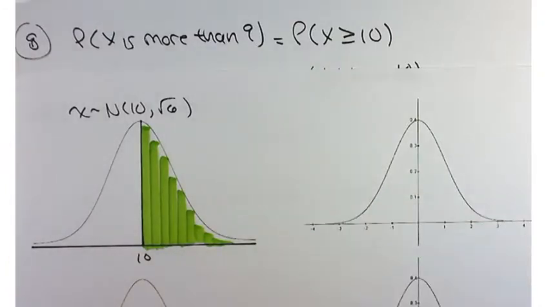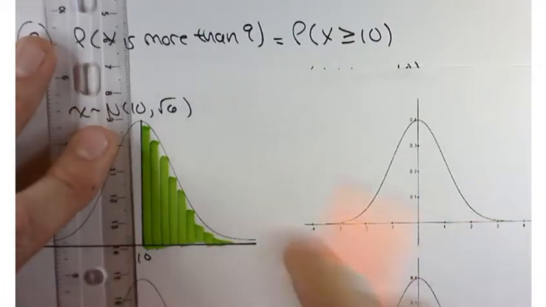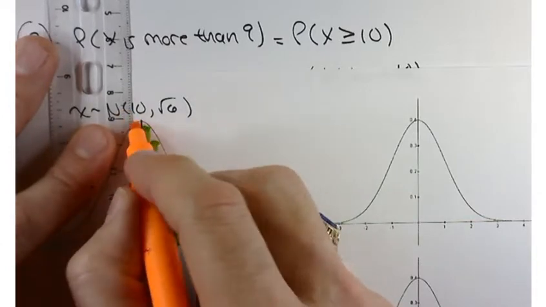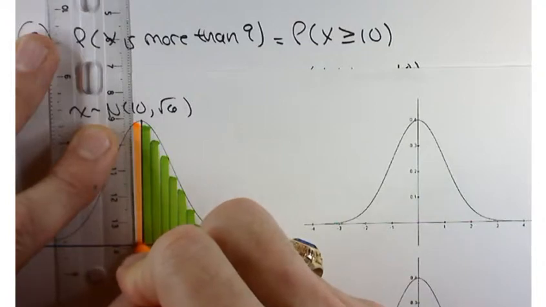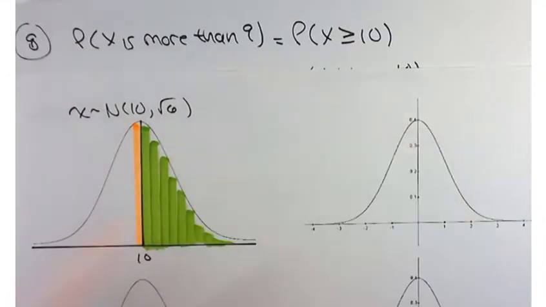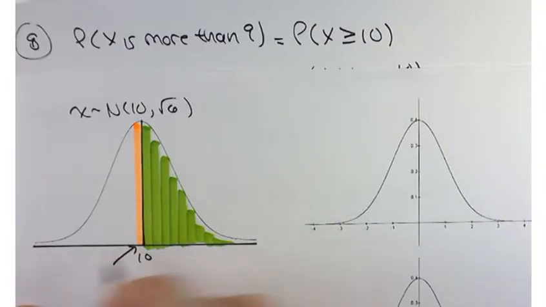Continuity correction says I want to enlarge my area by 1/2 on either side. Now, can I make it bigger by 1/2 to the right? No. But I can to the left. So we're just going to put in this little sliver of area right here. Make it bigger by 1/2. So effectively, that's 9.5.